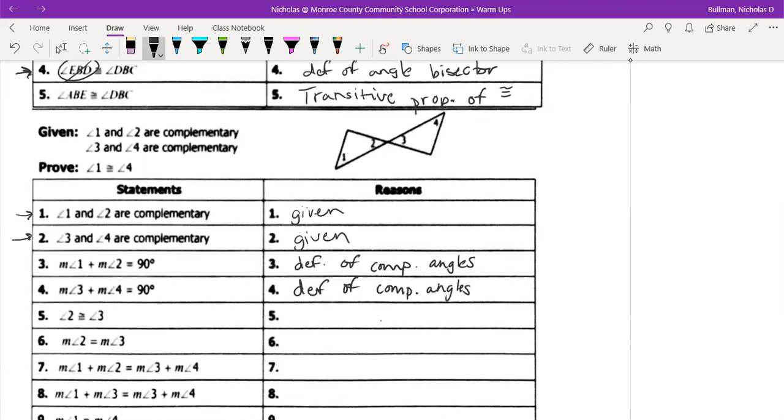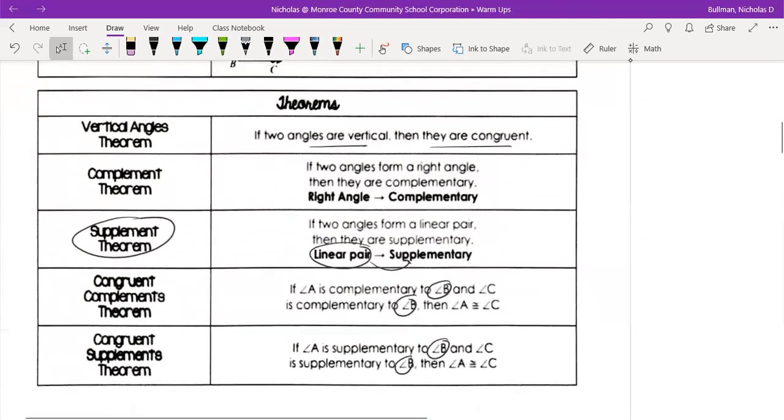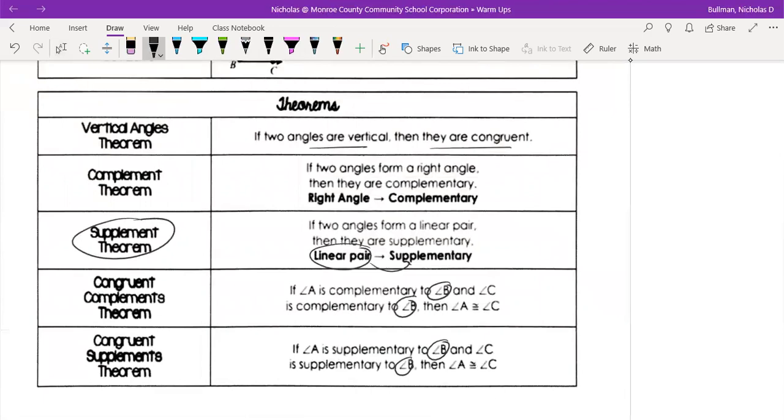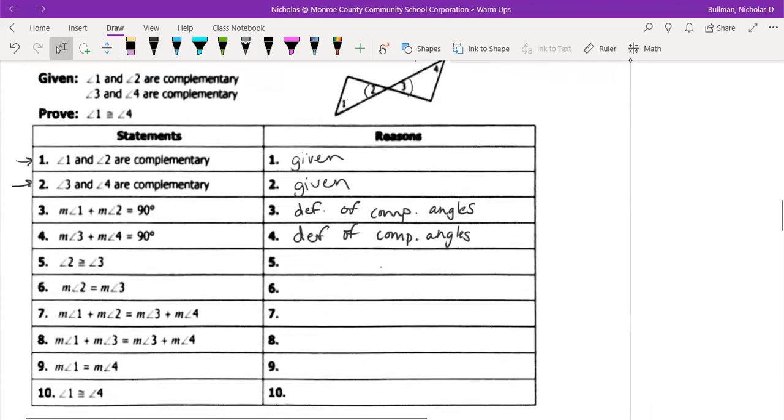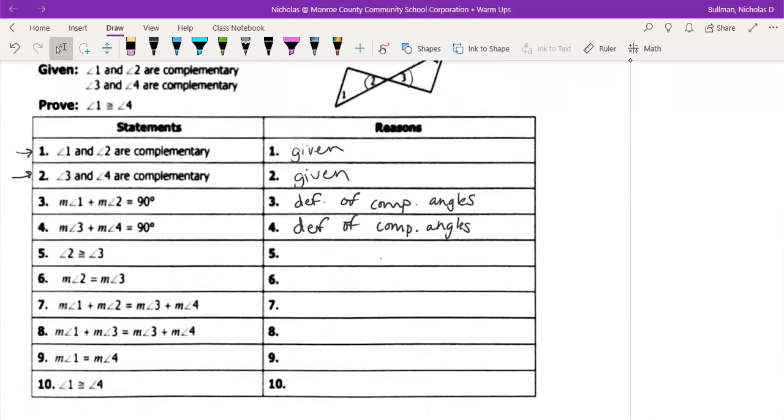Now, when I look at statement 5, it says angle 2 is congruent to angle 3. I don't really see 2 and 3 referenced together, so I'm going to look at the picture now. Angle 2 is here and angle 3 is here. Those are vertical angles. So what allows me to go from vertical angles to congruent? If I forget, I'm just going to scroll up. Okay, my vertical angles theorem: if two angles are vertical, then they are congruent. So since I know they're vertical from the picture, and I'm saying they're congruent, this is my vertical angles theorem.